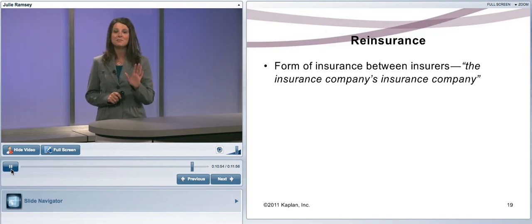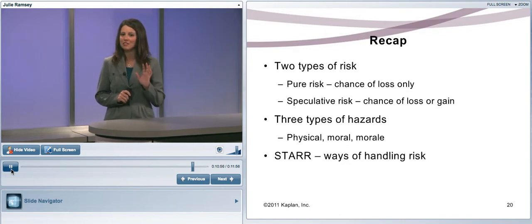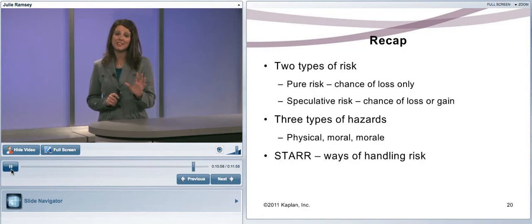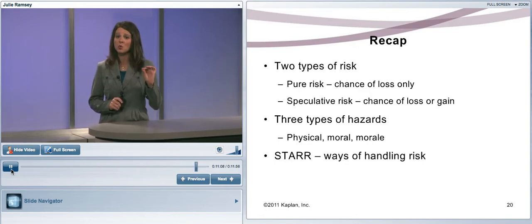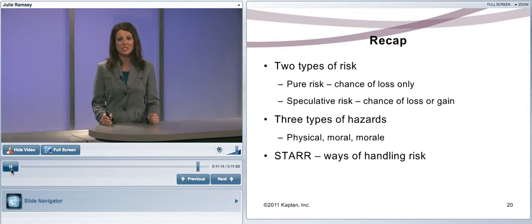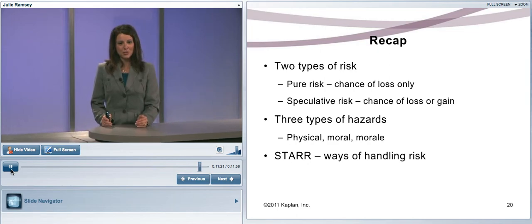Some key points in this session. There's a lot of definitions. The highlights, though, is that there are two kinds of risk. There's pure risk, that's what an insurance company will insure, and speculative risk, which involves the chance of loss or gain. Insurance companies will not insure it. There are three kinds of hazards. Simply put, a hazard makes it more dangerous. There's physical, moral, and morale. Lastly, remember the acronym STARR, S-T-A-R-R, ways of handling risk.